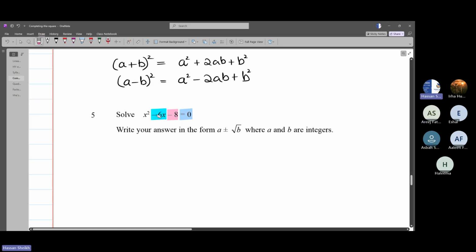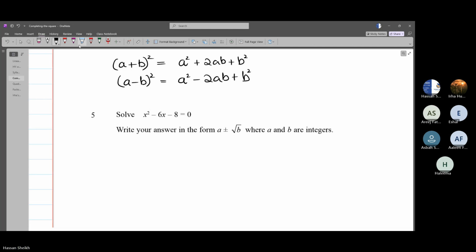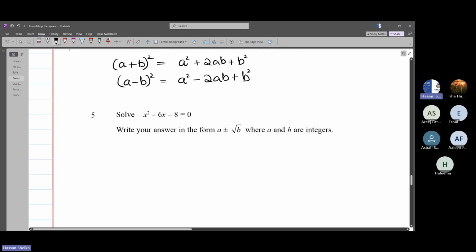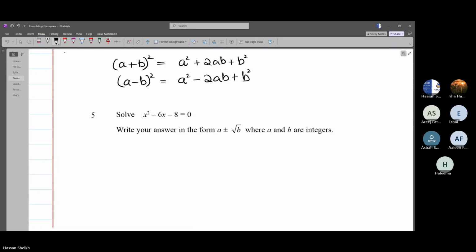Now check out here. What is the given equation? Given equation is x square minus 6x minus 8 equals 0. We have two ways to solve this question: factorization or completing the square. I don't think it could be solved with factorization. Do we have any factors that multiply to give 8 and add up to give minus 6? No. So obviously you can't solve it using factorization.